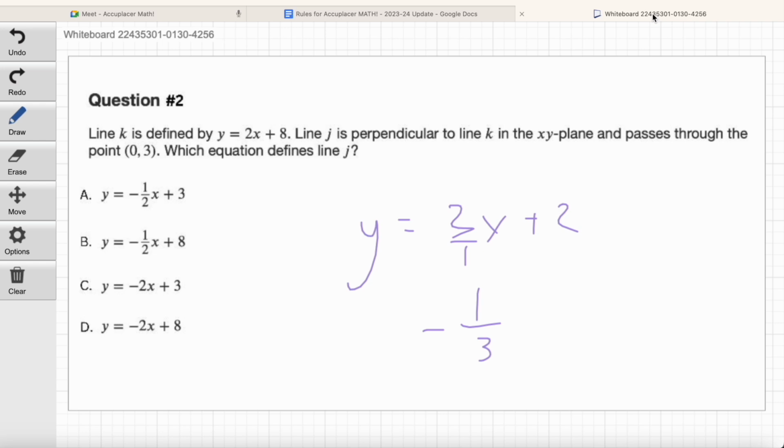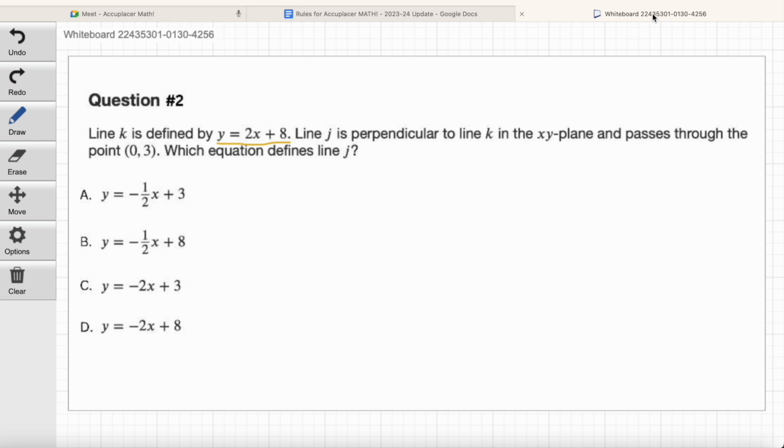I guess I just never seen it where I flip the numerator and the denominator before. Yeah. Well, let's do it with the equation in the question, right? So look at line K. What's the slope of line K, which they give us in the question? Here's the equation. What's the slope of that line? The slope is 2. Absolutely.